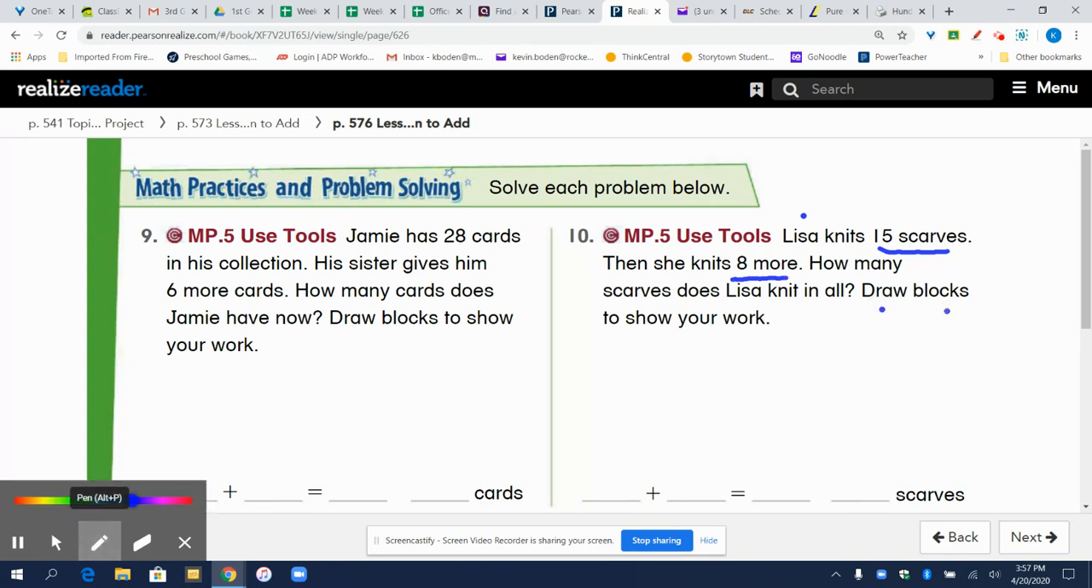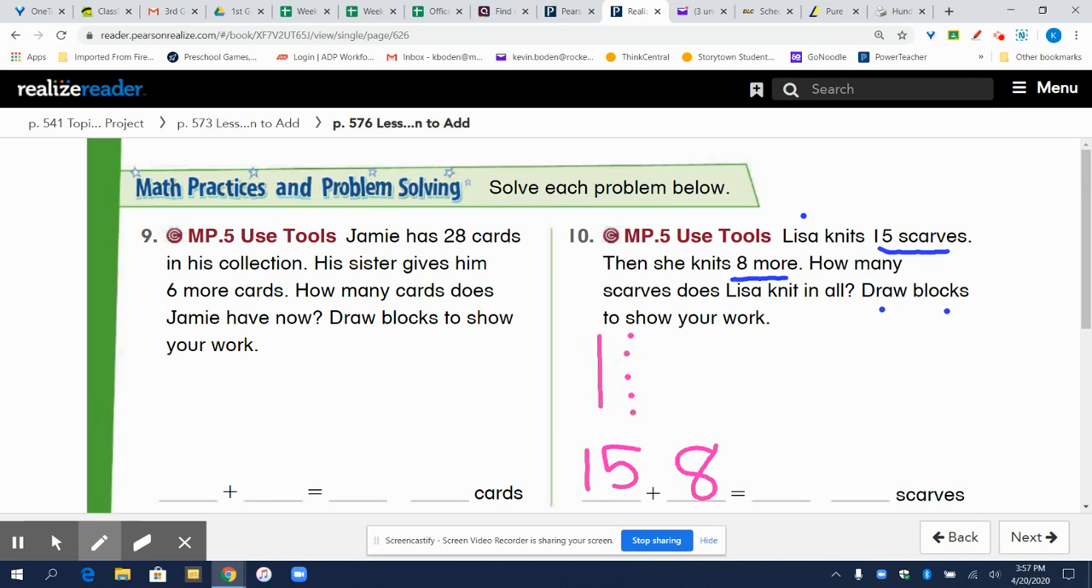So I'm going to get a real neat color for this one. And we have 15 scarves that she knitted at first. And then she knits 8 more. Let's find out how many she knitted in all. Well, just what we've been doing this whole chapter is drawing pretty pictures of place value blocks. So we have 10, 11, 12, 13, 14, 15. Nice drawing. Keep it up. Plus 8 more. 1, 2, 3, 4, 5, 6, 7, 8.